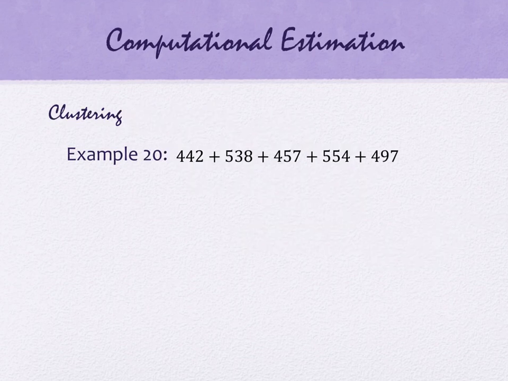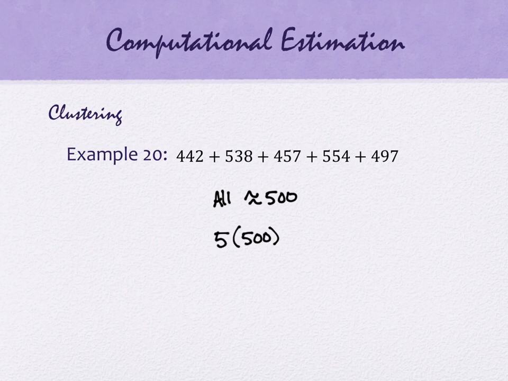Okay, a couple more. 3 more, I guess. Clustering. Okay, so clustering is the idea, and it doesn't work for everything, but there are groupings for which it does work. It works when you have numbers that are all pretty close to the same thing. What nicer number are all these numbers pretty close to? They're all pretty close to 500, right? These are all approximately 500. And how many of them are there? 5. So we will take 5 times the 500, and we will get 2,500.